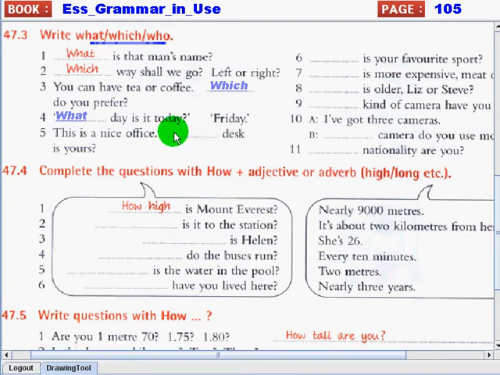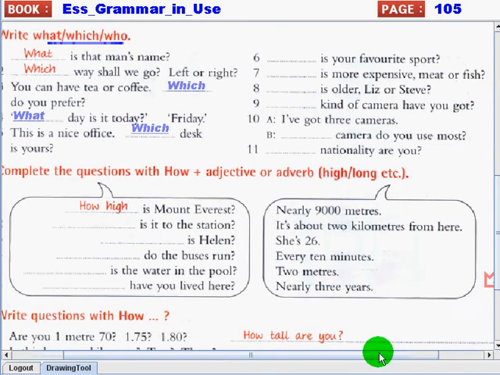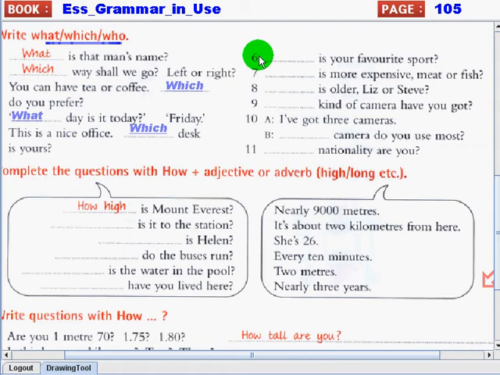5th, this is a nice office. Of course, inside an office, we have several desks or many desks. So we will try to put which. Which desk is yours? Number 6. Blank is your favorite sport. Of course, we're asking about the exact name of that person's favorite sport. So we will use what.